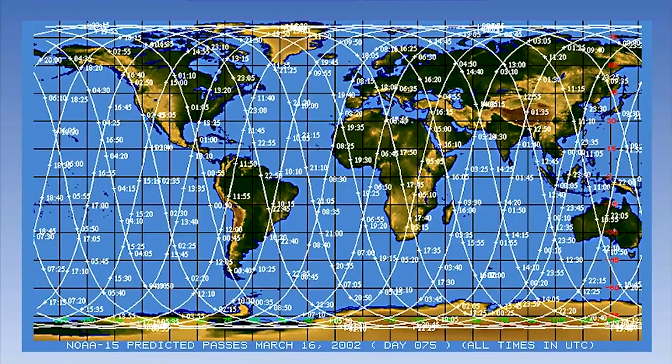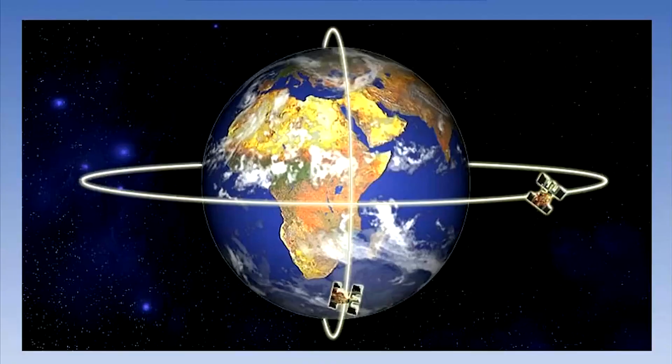Because they are in a much lower orbit, their field of view is significantly narrower, and they won't pass over the same location again for another 12 hours. Consequently, you cannot use them to track the movement of individual cloud features.